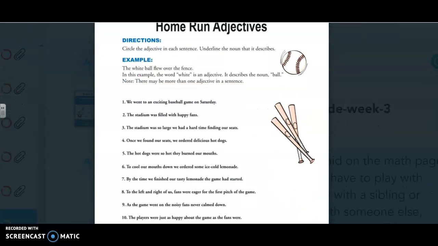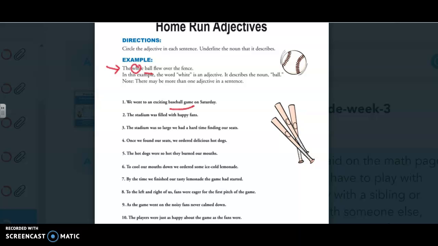Okay, so an example is right here. The white ball flew over the fence. Well, what's the person, place, or thing in there? The ball. So underline the ball. Well, how are they describing the ball? Well, the ball is white. So you're going to circle white. Okay? So number 1, we went to an exciting baseball game on Saturday. What's the person, place, or thing? Well, baseball is a thing, but it's together with baseball game. Okay?